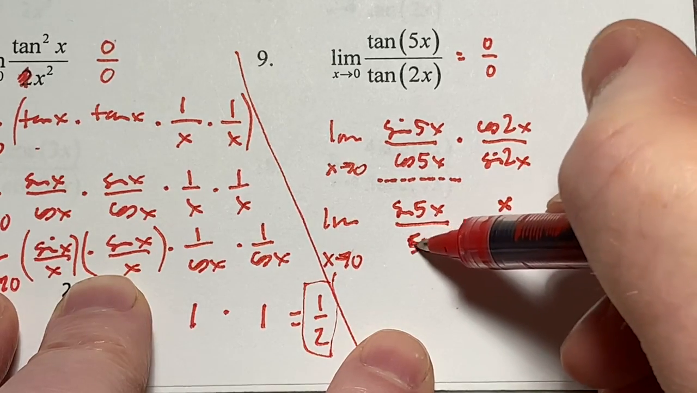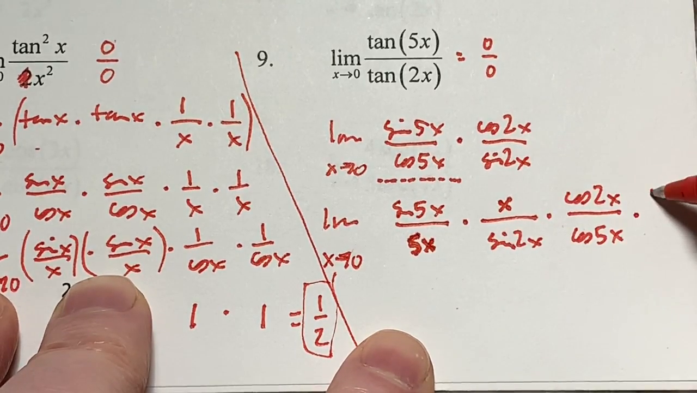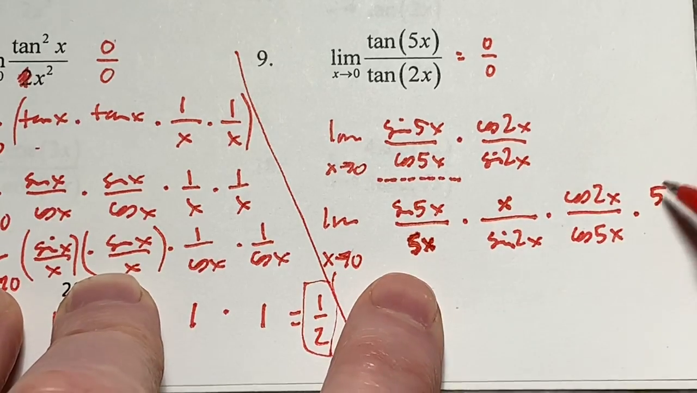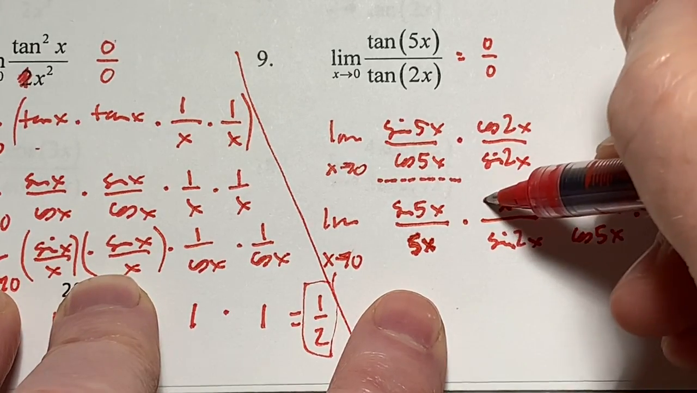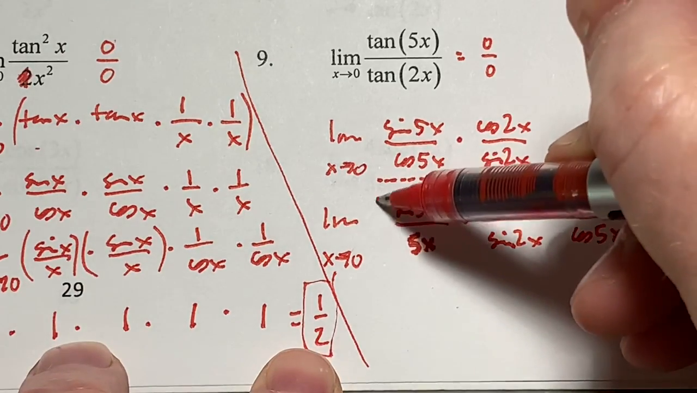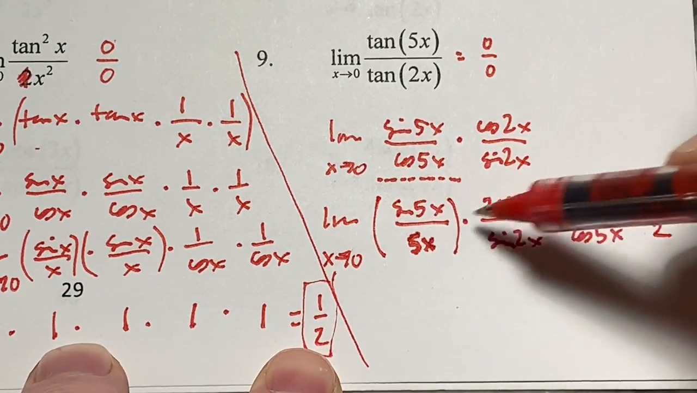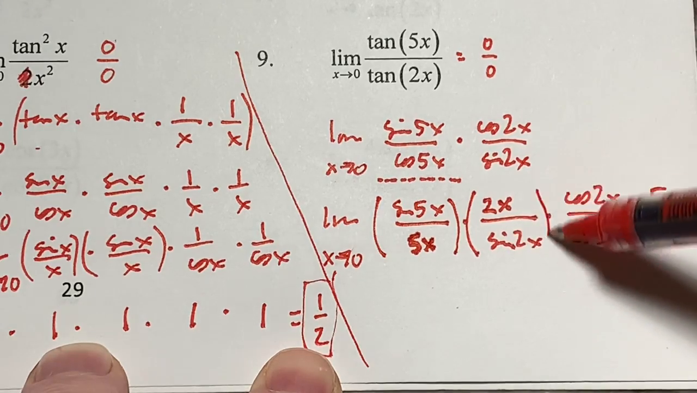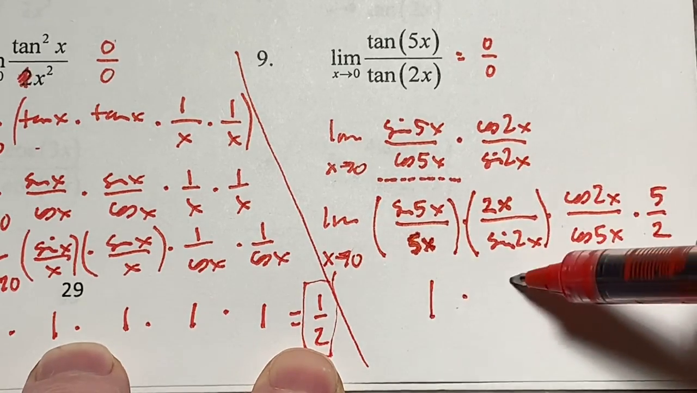So I'm going to put a 5 there on the top and a 5 there on the bottom, and I'm going to put a 2 there on the top and a 2 there on the bottom. And do you see what I've done? I've made a rule. This is sine of u over u. This is u over sine of u. Both of those end up being 1.